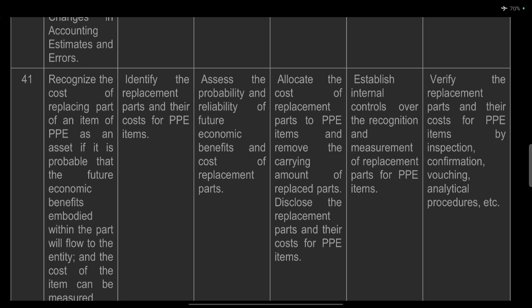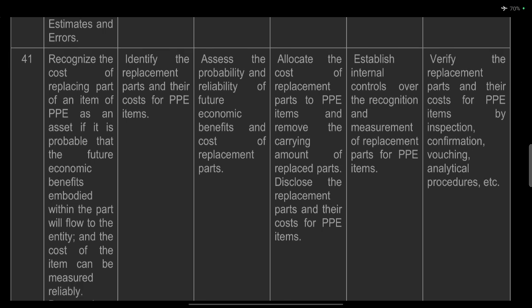Then what? For the financial statements, allocate the cost and replacement part of PPE items and remove the carrying amount of the replaced part. Disclose the replacement parts and the cost of PPE.